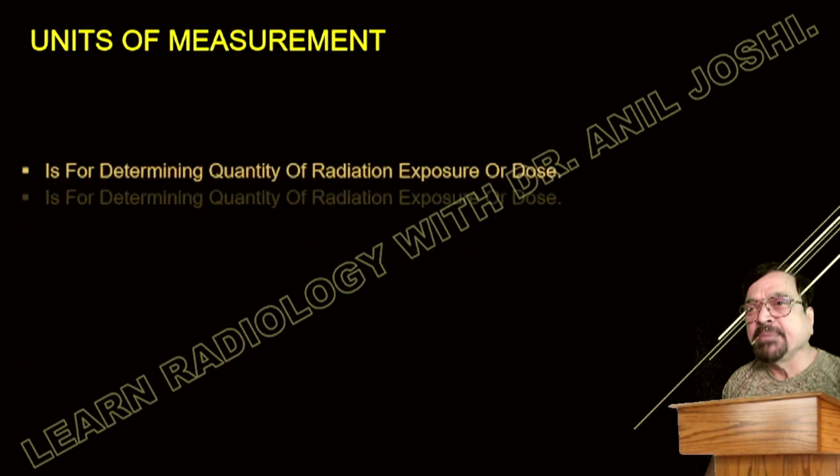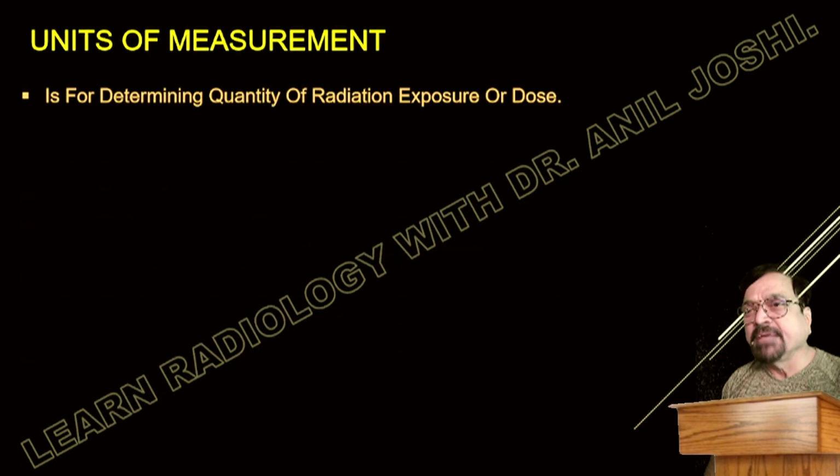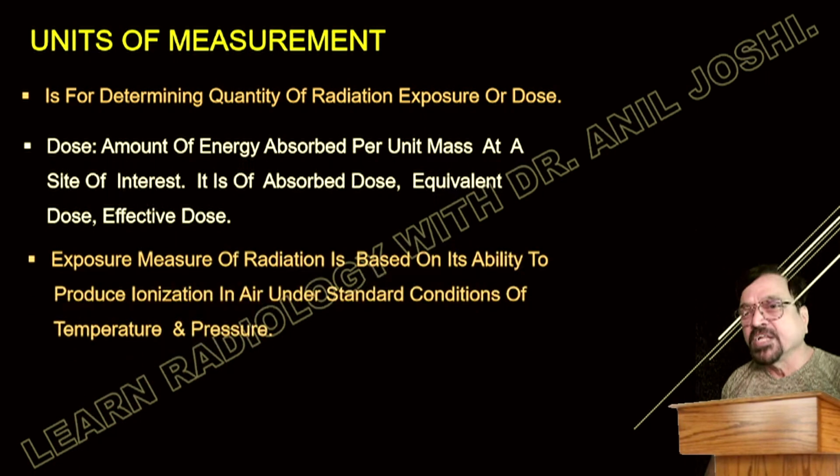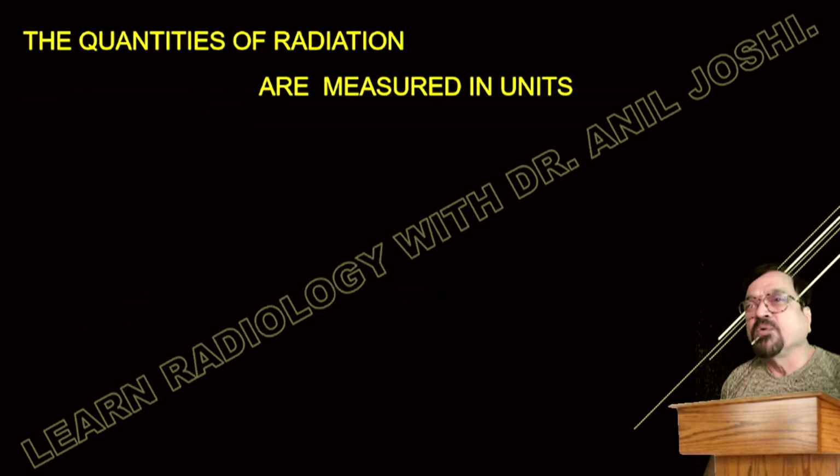Now the units of measurement, going further, are for determining the quantity of radiation exposure or the dose. Dose is the amount of energy absorbed per unit mass at a site of interest. It can be absorbed dose, equivalent dose or effective dose. Exposure is a measure of the radiation based on its ability to produce ionization in air under standard conditions of temperature and pressure. Then there is another unit of exposure, called kerma.